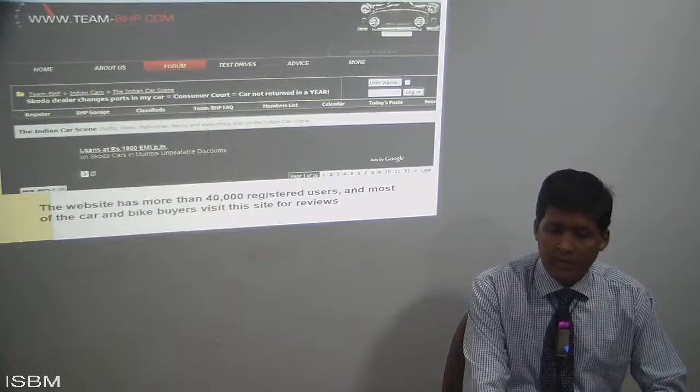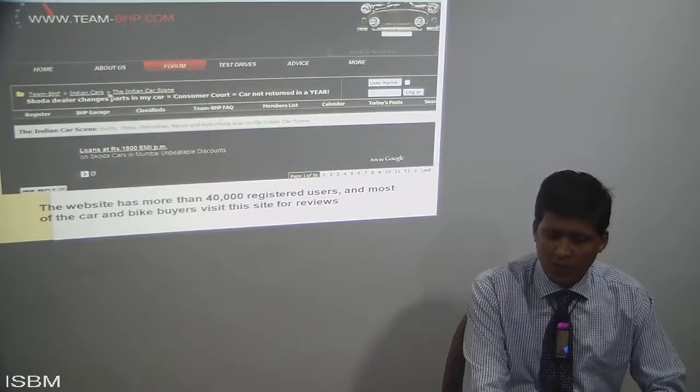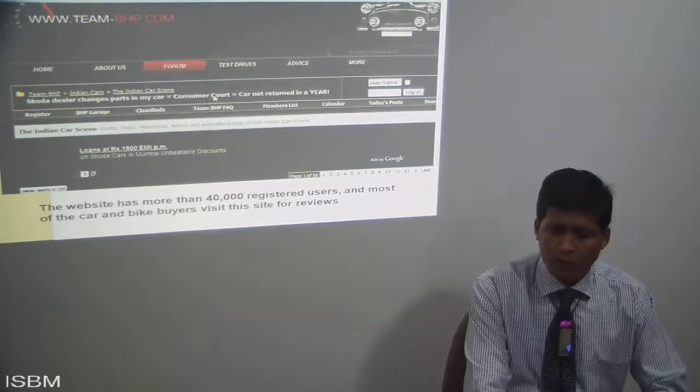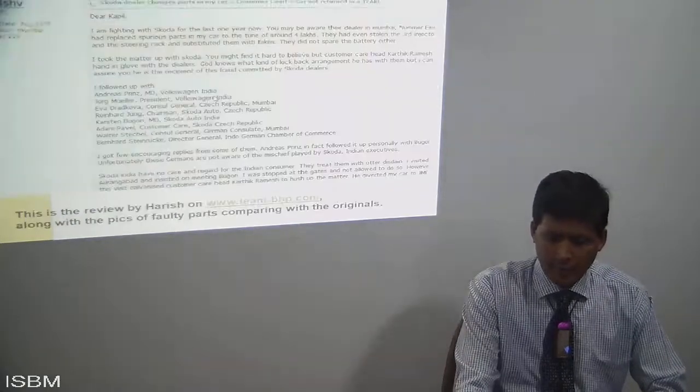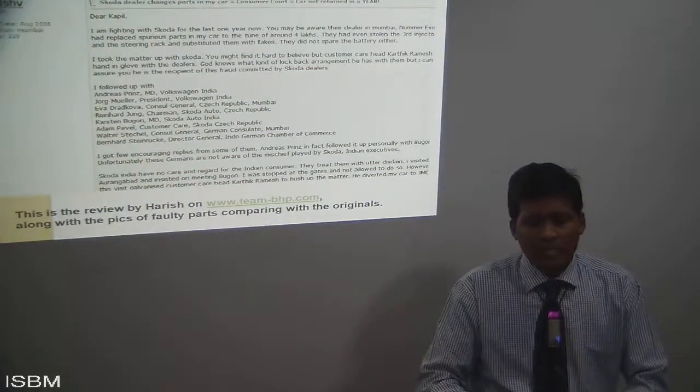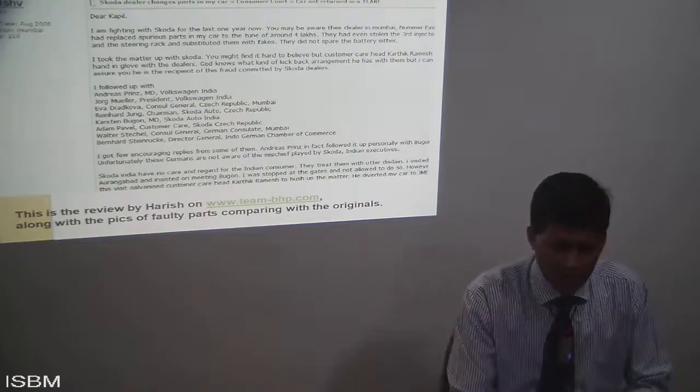Or Skoda dealers change things. Or Skoda dealers change parts in my car. Consumer court, car not returned in a year. And what happened is Skoda dealer changes parts. That means this is the small gist.